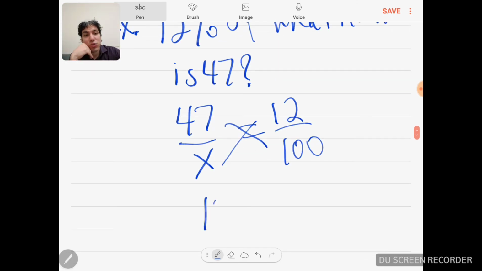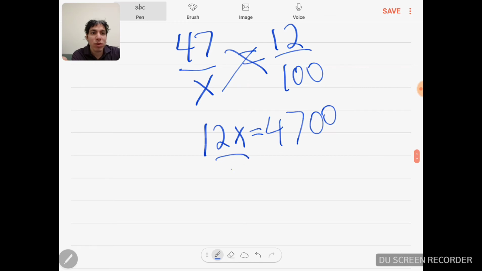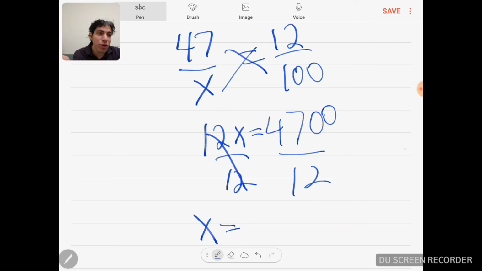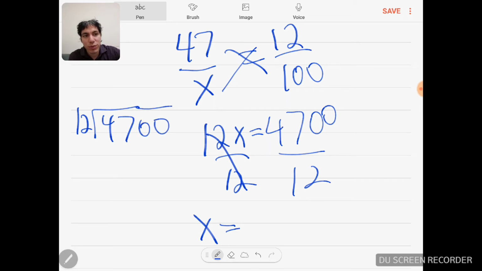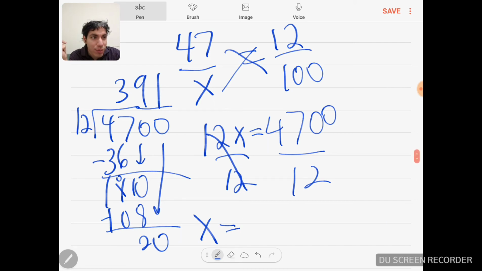So let's do it together. 12x equals 4,700, because that's what happens when you cross multiply. I'm left with dividing both sides by 12. To find x, I have to divide 12 into 4,700. 12 into 47 gives me 3, which gives me 36, I subtract, I bring down the 0, I put 9, I get 108. I subtract and I borrow, I get 2, I bring down the last 0.